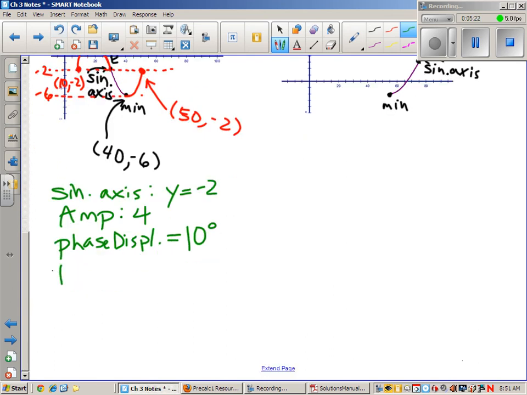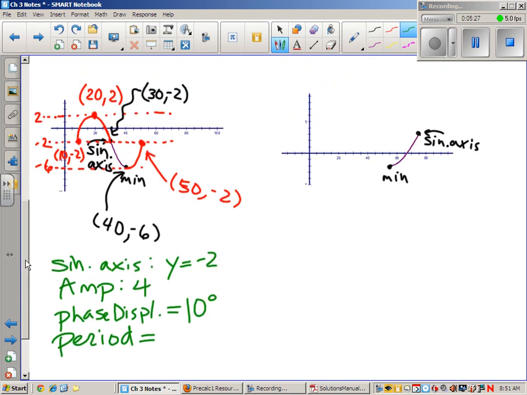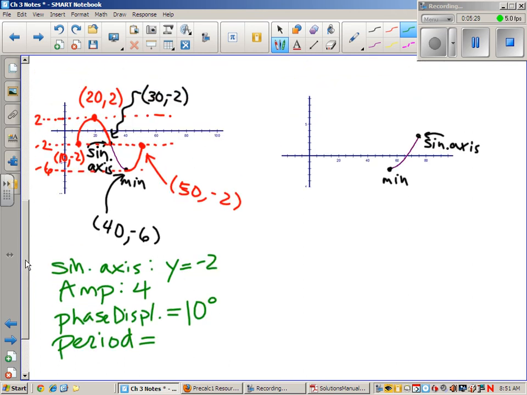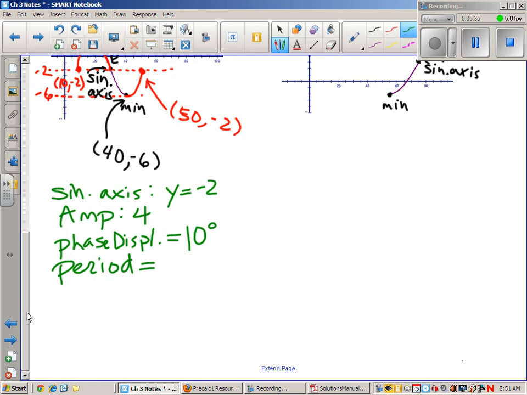And then my period will help me out here. It starts at 10 degrees and goes up to 50 degrees, so a total width of 40 degrees. The 40 degrees, though, doesn't go into the equation. The 40 degrees helps us find that horizontal dilation.